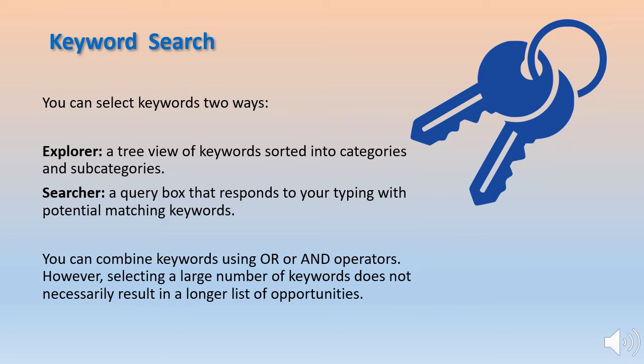SPIN contains approximately 3,500 catalog terms for locating pre-matched or categorized opportunities. You can select keywords 2 ways. One is Explorer, in which a tree view of keywords sorted into categories and subcategories appears, or 2, Searcher, in which a query box responds to your typing with potential matching keywords.